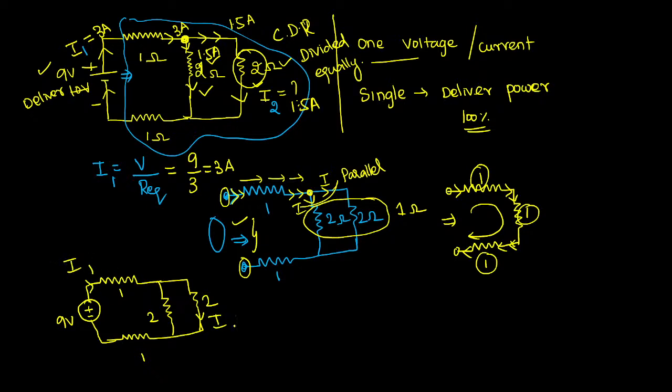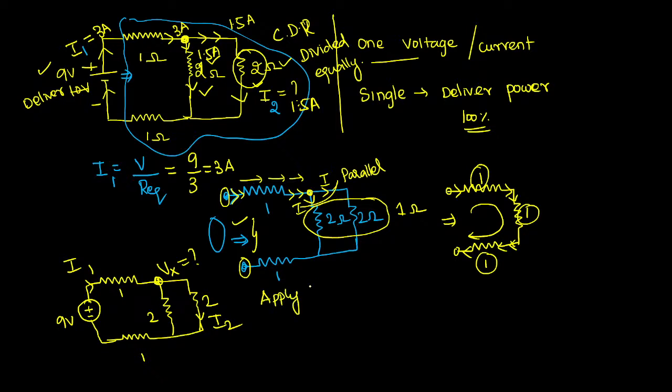So let me call it as I1, I2. Now select this node, let me call Vx. Apply nodal at this point, find out the value of Vx. Okay, so that is your next task. You can apply nodal anyway, later I will apply.